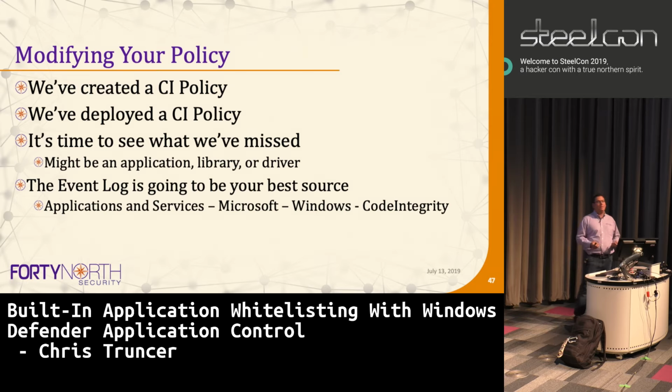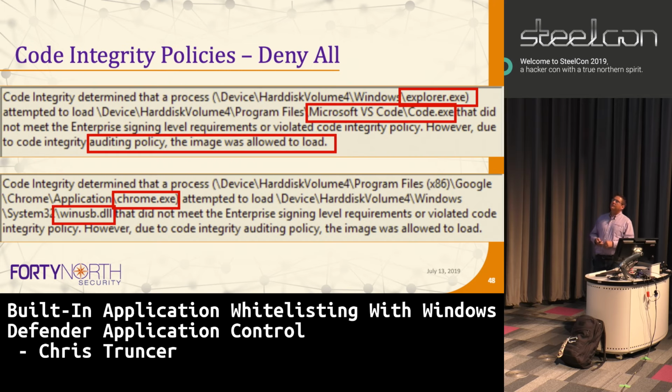We might have missed an application, a library, or a driver. Specifically, to see what we may have missed, we're going to be looking in the Applications and Services, Microsoft Windows Code Integrity event log. What we may see is something like this, where in this case Microsoft VS Code, which I tried to run but did not have installed on my system when I created my rule set. However, this would normally be blocked, but because my rules are not enforcing, because they are auditing what's actually running, it says that the image was allowed to load. It did, however, create this event log event.